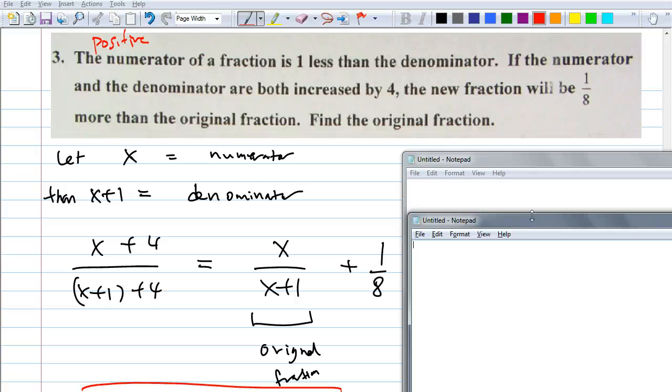Now we need to. Yeah, question. Okay, we got a question. Why do we put 1/8? Okay, ask your group now. It's just 1/8 more than the original.